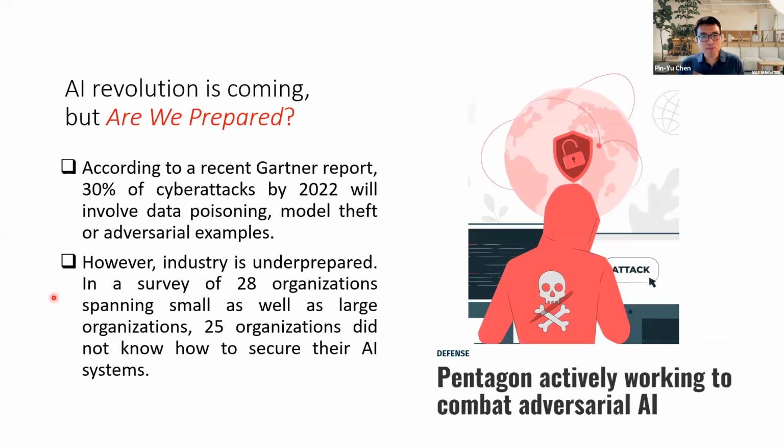One important motivation for this research is from an adversarial perspective. A recent Gartner report mentioned that by 2022, which is this year, the more advanced cyber attacks will involve data poisoning, model theft, or adversarial examples. These terms are associated with a new type of cyber attack targeting the fact that more and more enterprises and services are using machine learning as part of their system. These attacks are emerging to target the machine learning part of the system so that the bad actor can gain leverage. A survey also shows that out of 28 organizations, 25 recognized they didn't know how to properly secure their AI systems against this type of attack.